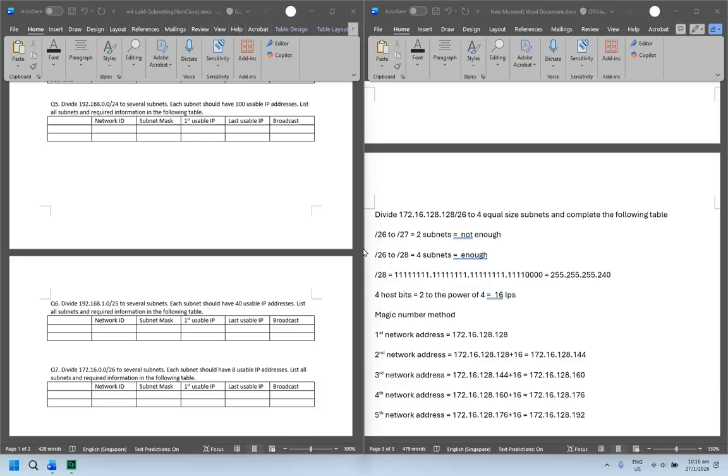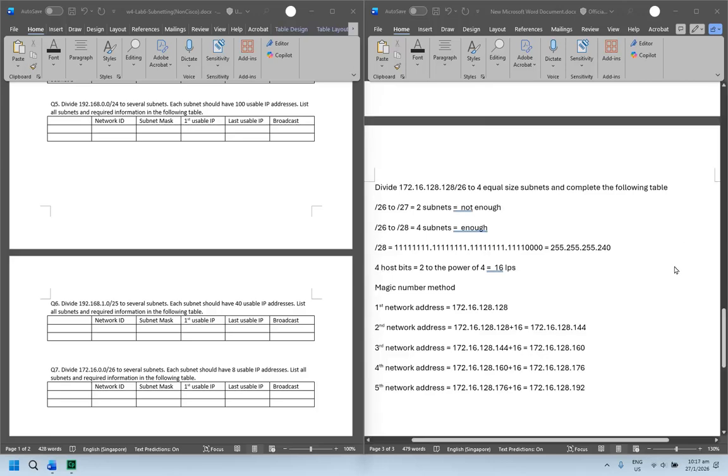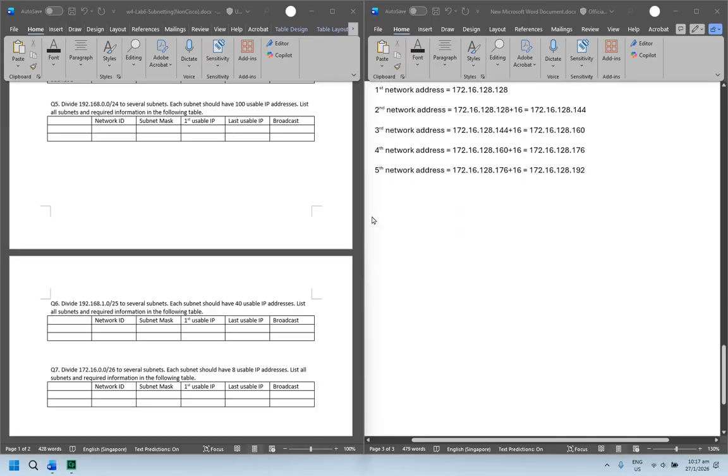Okay, let's move on to another variation of the question. So instead of telling you the number of subnets that you need to create, the question may be in another form that basically tells you how many usable addresses you should have. Okay, so questions 5, 6, and 7 are based on the other variation of the calculation. Instead of telling you the number of subnets, now you are given the number of usable IP addresses that you should have. Okay, it's nothing new. It is still the same concept.